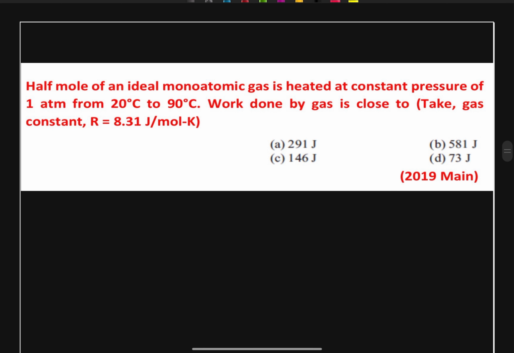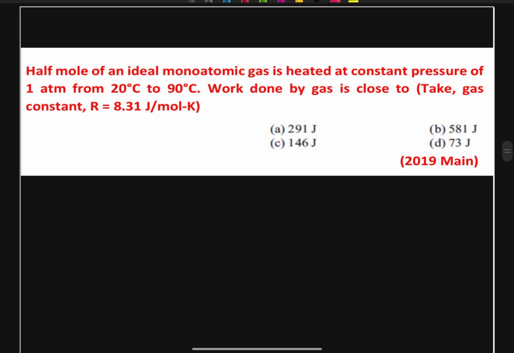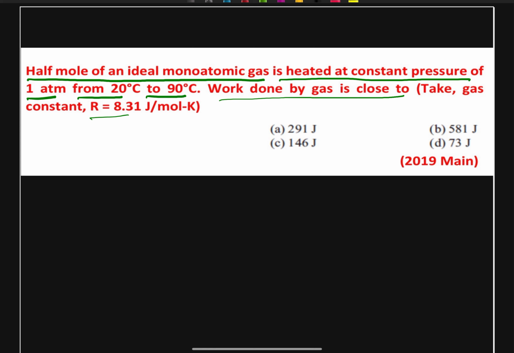It states that half mole of ideal monatomic gas is heated at constant pressure of 1 atm from 20 degrees centigrade to 90 degrees centigrade. Work done by the gas is close to, take R as 8.31. So it is basically at constant pressure, so it is our isobaric process.